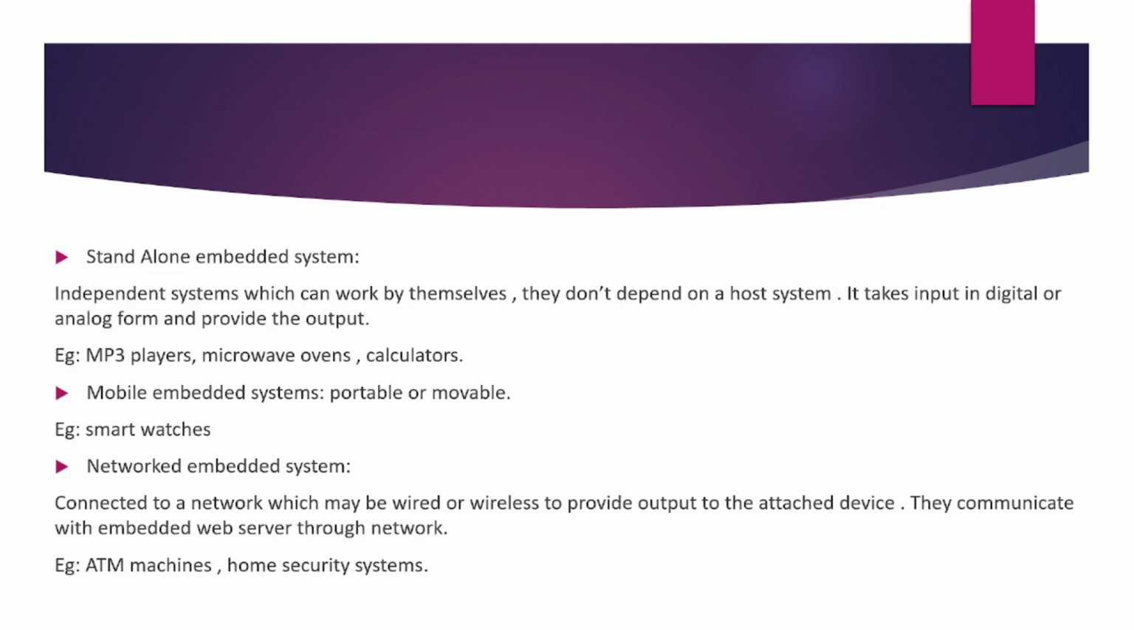We mentioned three main embedded systems here: standalone, mobile embedded system, and networked embedded system. Standalone means independent of a host. Mobile embedded systems are portable and movable. Networked embedded systems are connected to a network, which may be wired or wireless, to provide output to the attached device. Examples for these are the microwave oven for standalone embedded system, smartwatches for mobile embedded system, and home security systems for networked embedded system.